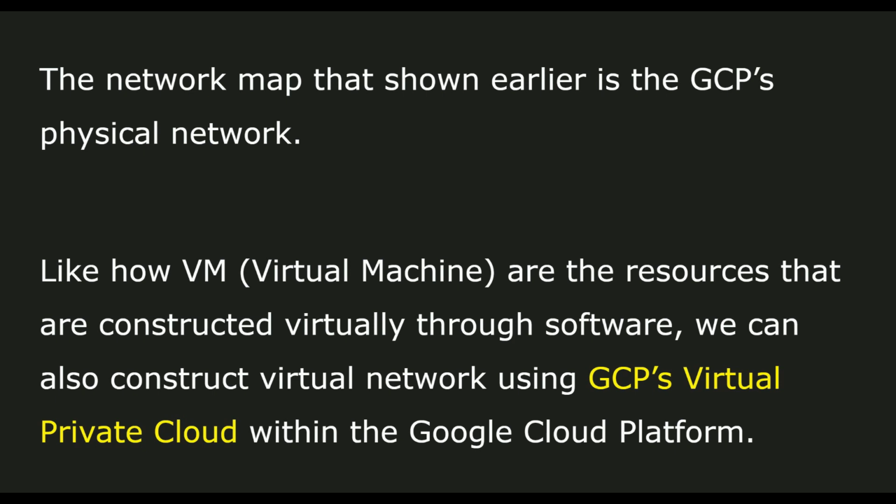Before getting into it, let's understand with an example: how we create a virtual machine. It is a resource that is constructed virtually through software. As you know, a VM is not hardware, meaning we are not procuring the hardware. We are just creating the required virtual machine resource virtually through software. In the same way, we can also construct a virtual network using GCP's virtual private cloud option.